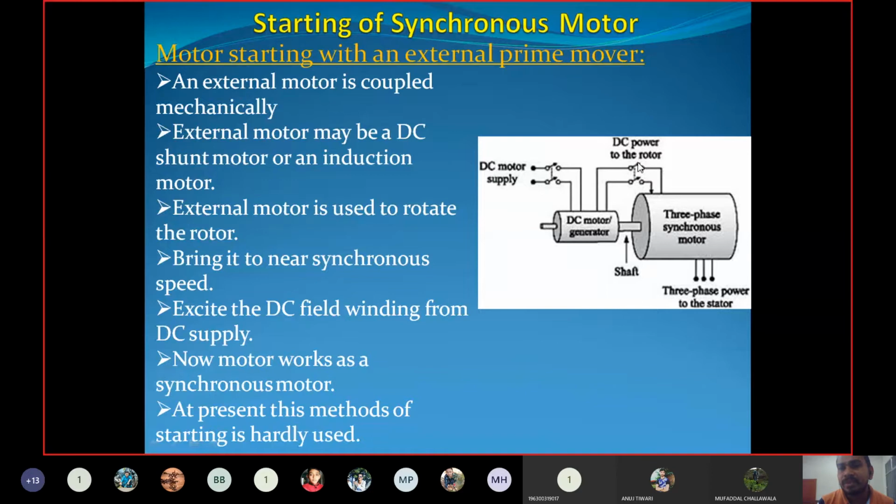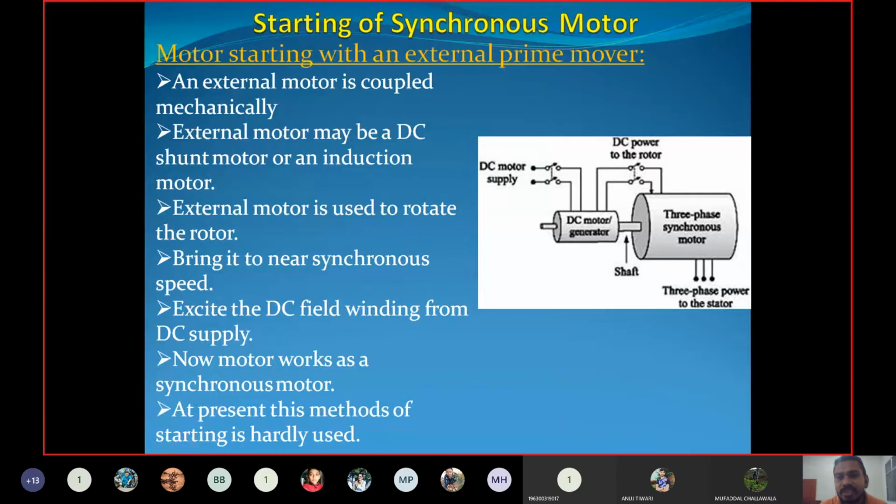Now we have to close the switch and apply excitation to the field winding of the synchronous motor. As soon as the field winding is excited, the rotor poles are produced, and these rotor poles are magnetically locked with the stator poles, and then the motor will operate as a synchronous motor. This method is the motor starting with an external prime mover, and here the external prime mover is the DC motor. Now we can also use an induction motor as a prime mover.